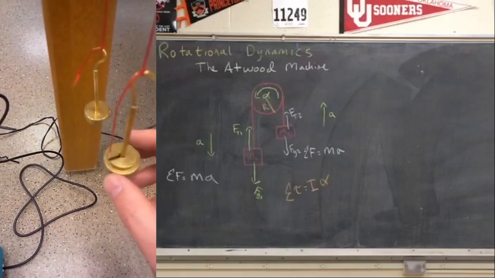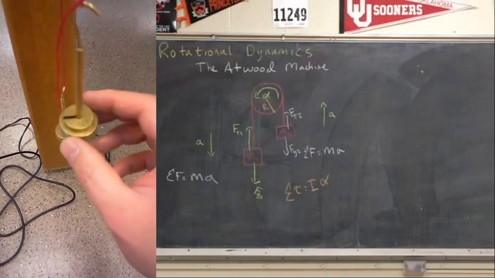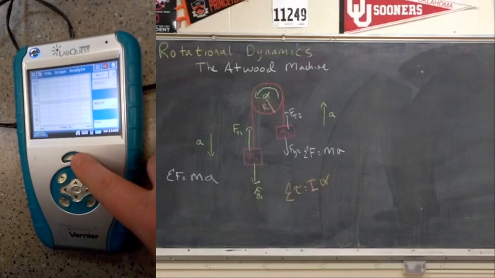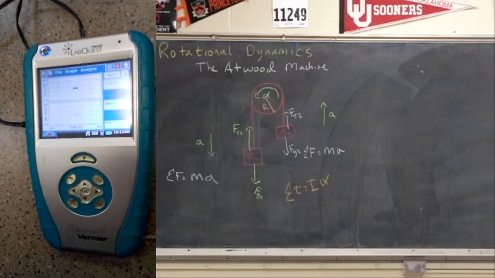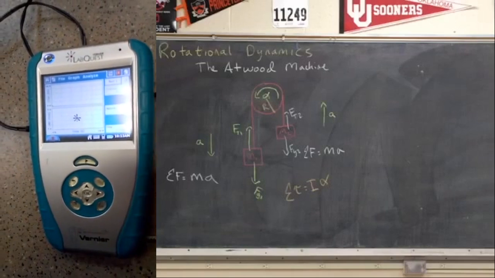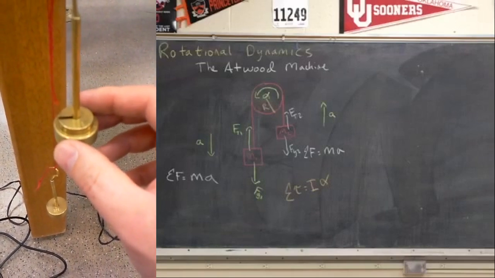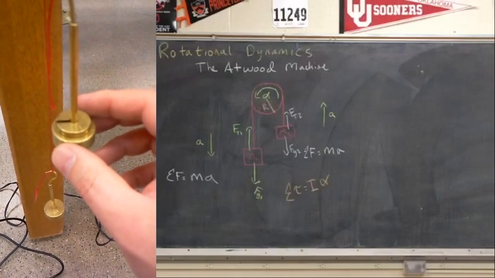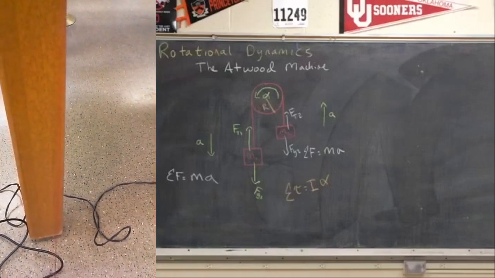And after that, it should be ready to go. I just need to tell the LabQuest to start measuring. So we just hit play, and it will wait for motion, and then we just set everything in motion, and essentially just drop them. One rises, the other falls. And that'll get our data.